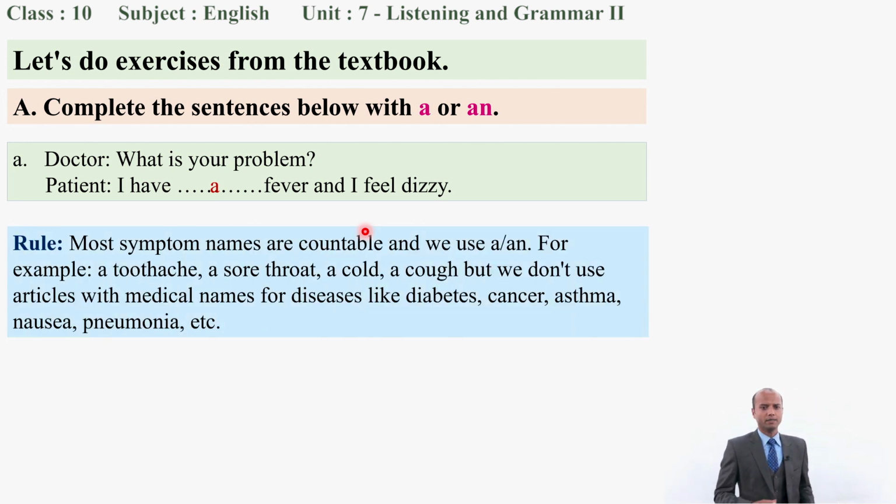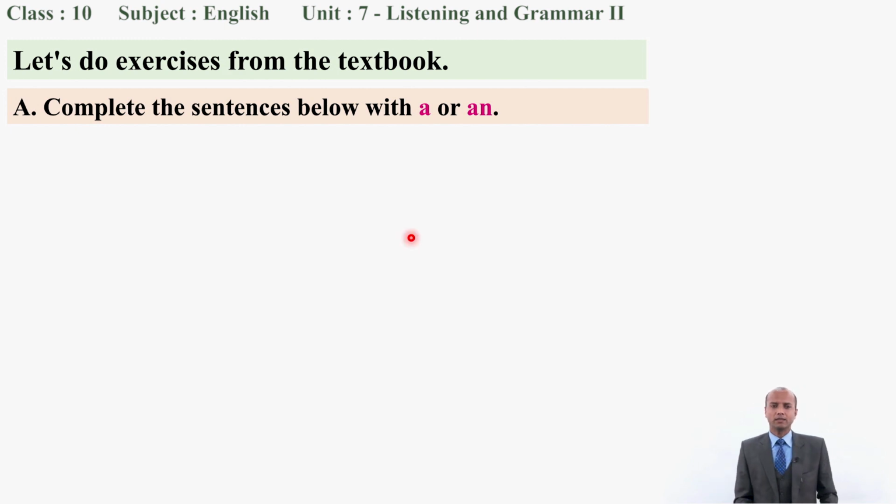Now let me discuss something about how we use A or AN. Most symptom names are countable and we use A or AN. Not for diseases, for example. You cannot use A or AN with diabetes or cancer. But you can say a toothache, a sore throat, a cold, a cough, etc. And one more thing, you have to use A before a word that begins with a consonant sound. I'm not talking about consonant letters. And AN should be used before a vowel sound. Clear? Okay, let's see the next sentence in B.